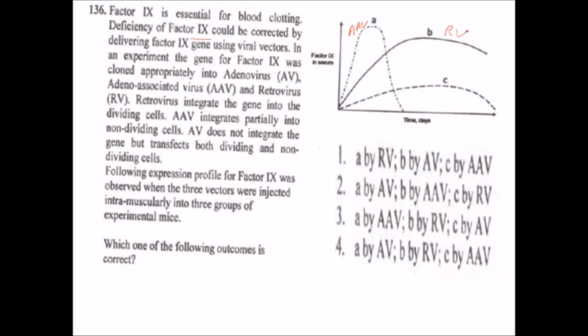It will be the retrovirus. But as the AV virus is not integrated but is present in both dividing and non-dividing cells, after a certain time when it is not inherited, the production of factor 9 will decrease. So C denotes the AV. So the answer will be number 3.